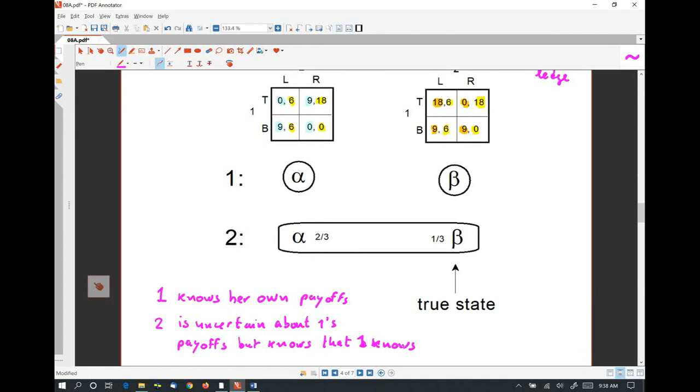So I don't know if the state is alpha or the state is beta, but I know that if the state is alpha, then player 1 knows that the state is alpha, and if the state is beta, then player 1 knows that the state is beta.